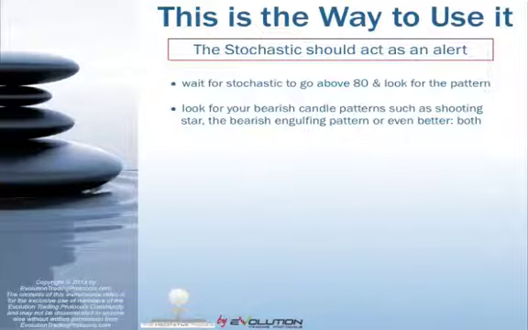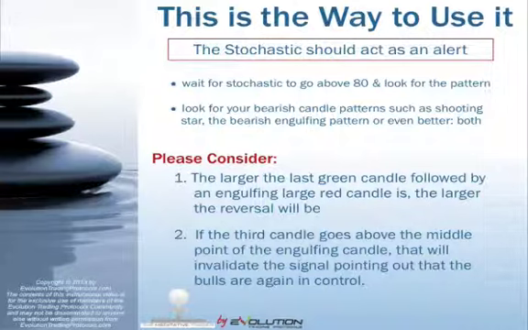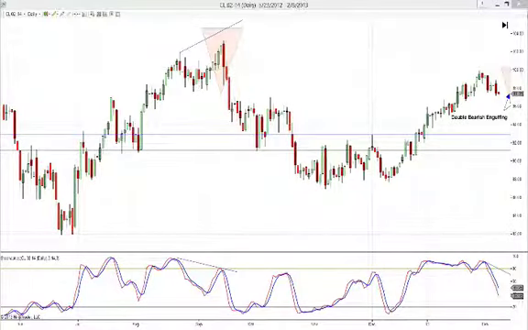Just like with the bullish engulfing pattern, you have a couple of things to keep in mind. The first is that the larger the last green candle followed by an engulfing large red candle is, then the larger the reversal will be. And two, if the third candle goes above the middle point of the engulfing candle, that will invalidate the signal, pointing out that the bulls are again in control. Hence, if the third candle doesn't open below the middle line of the body of the engulfing signal, just leave the trade. Now, let's look at some examples.